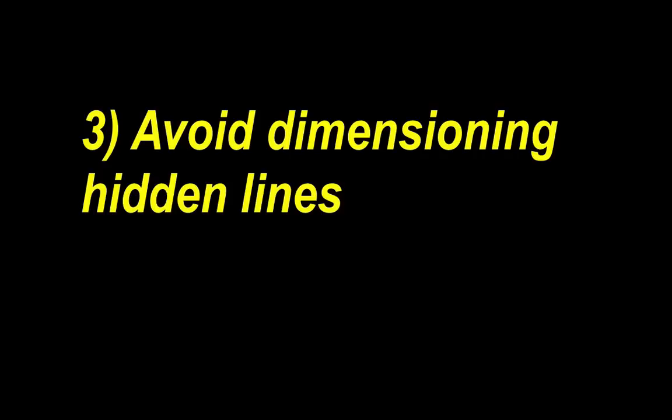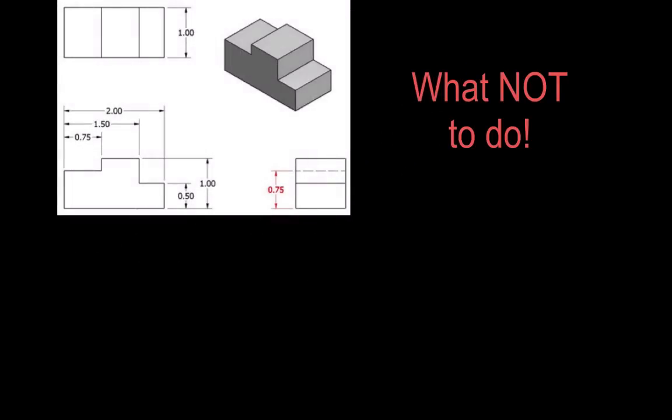Okay, rule number 3, avoid dimensioning hidden lines. This is something that you may have done earlier. You may have drawn a dimension line on a hidden line. That's something that they want you to avoid. So again, here's an example looking at the same picture. As you can see in red there, I drew a dimension line that went to a dotted hidden line. That's something you just want to try to avoid.